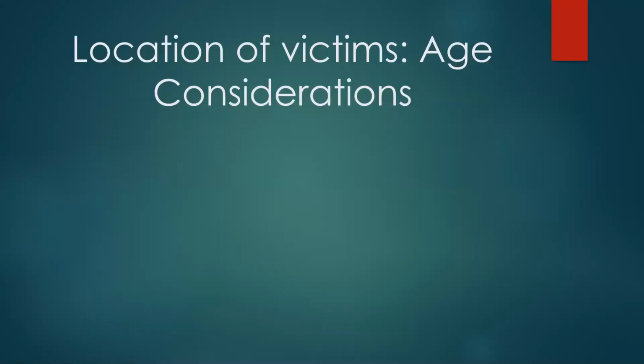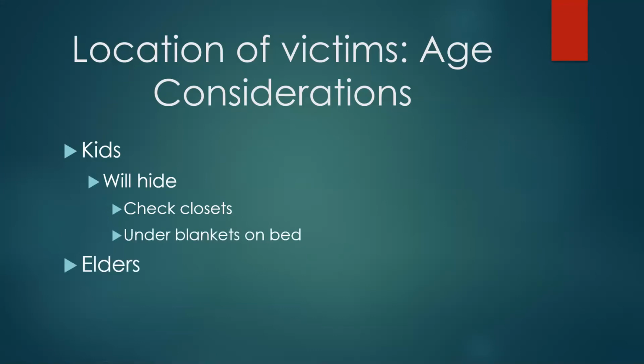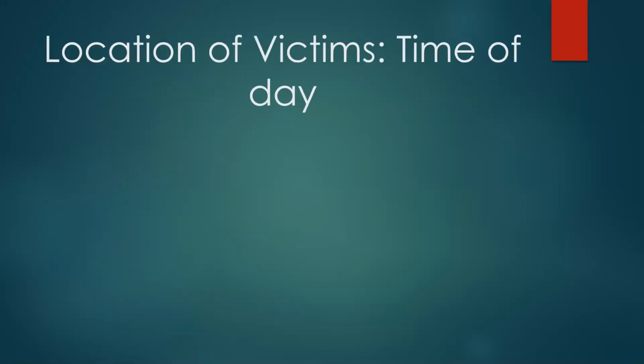So carrying on with location of victims, age considerations. Like I said, kids tend to hide, and they hide well sometimes, and they get scared. So we're going to check closets. We're going to check under beds. They might be on the bed just underneath the covers, balled up, so it might be easy to miss. Also, we've got considerations for the elderly. Sometimes they need assistance moving. Sometimes they can be disabled. So we need to keep those considerations in mind as well.